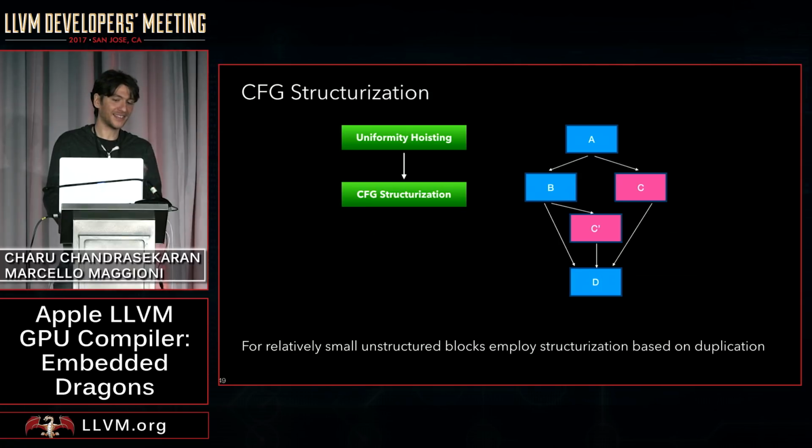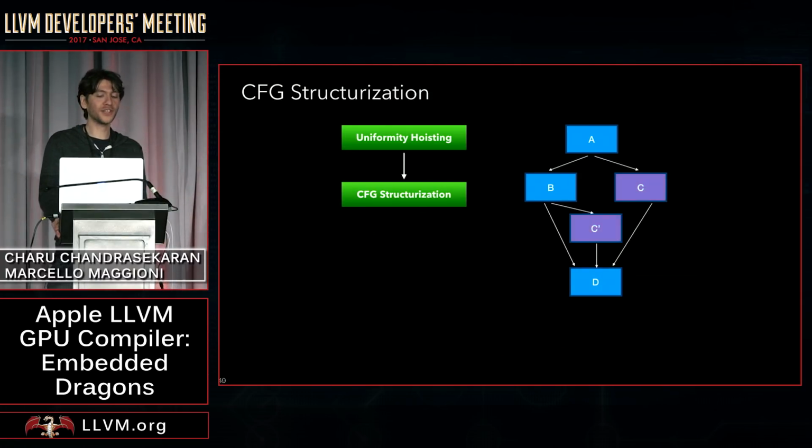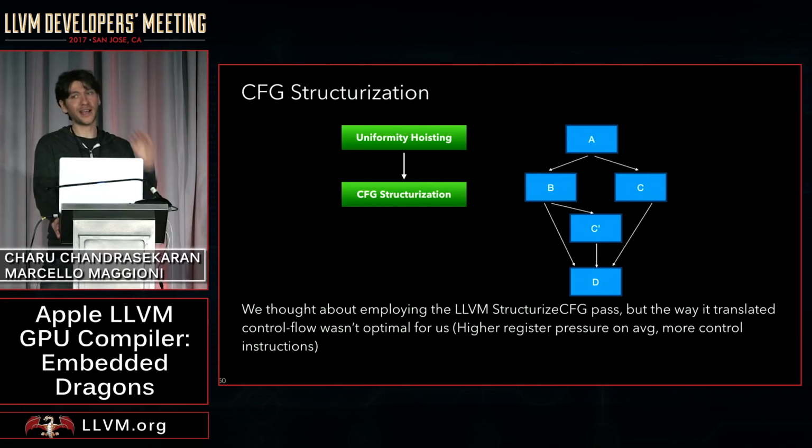So basically our bet is that the code doesn't diverge most of the time. So we thought about employing the LLVM structurize CFG pass, which is the open source pass, and we tried it.